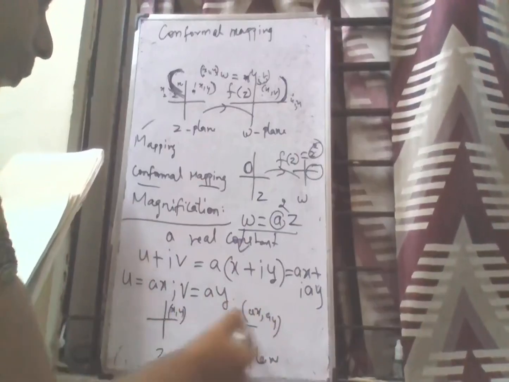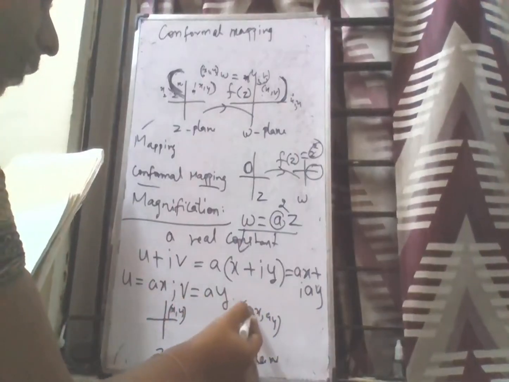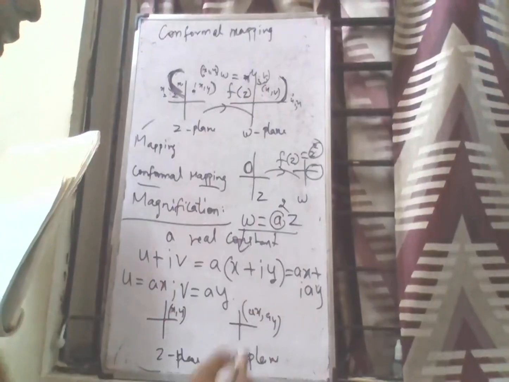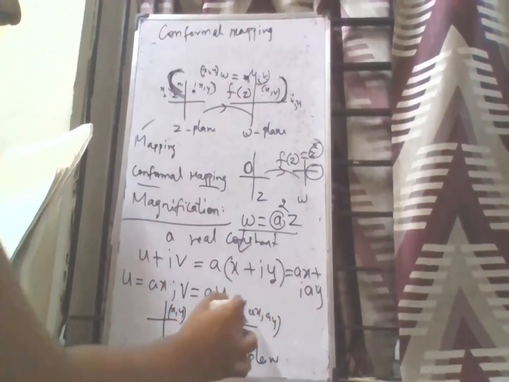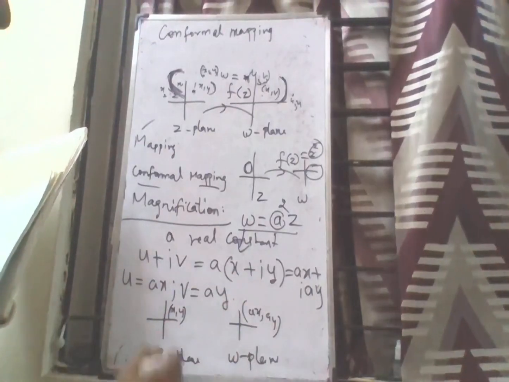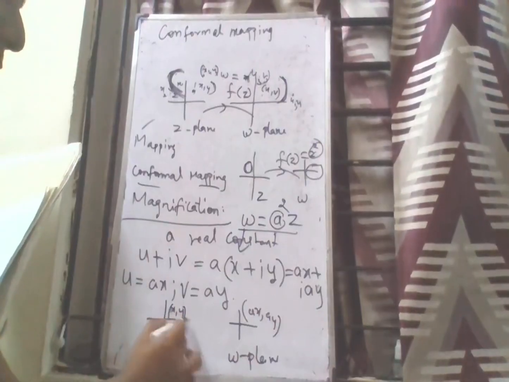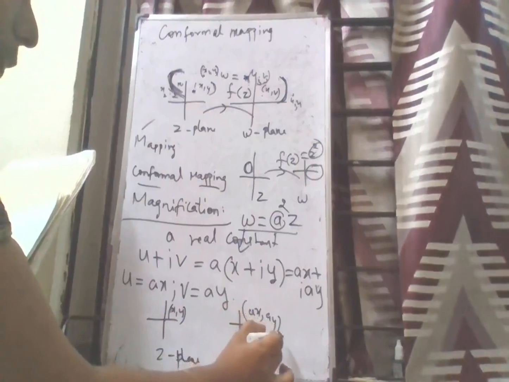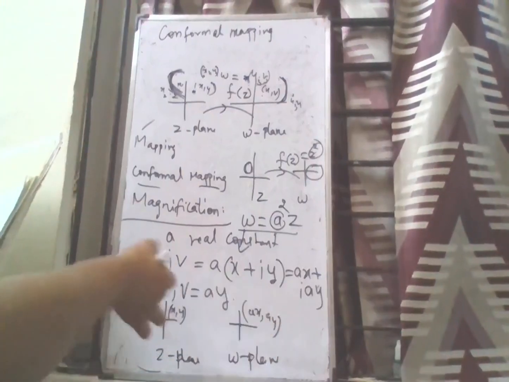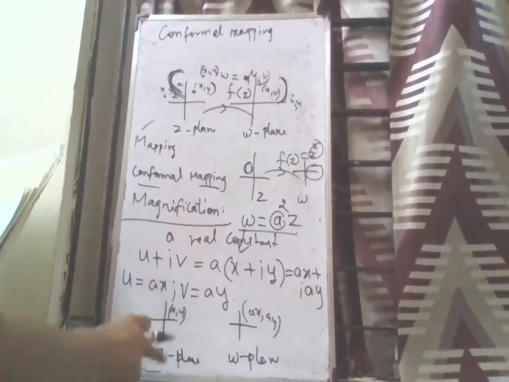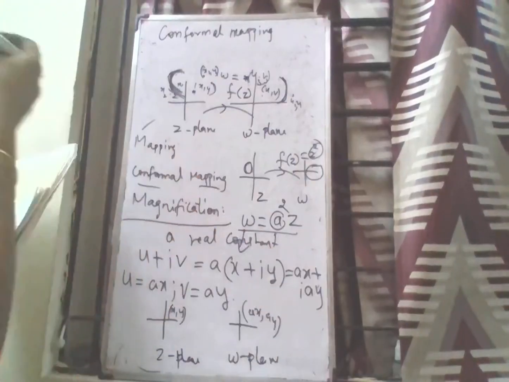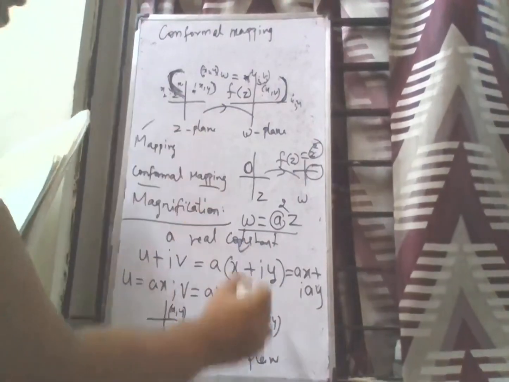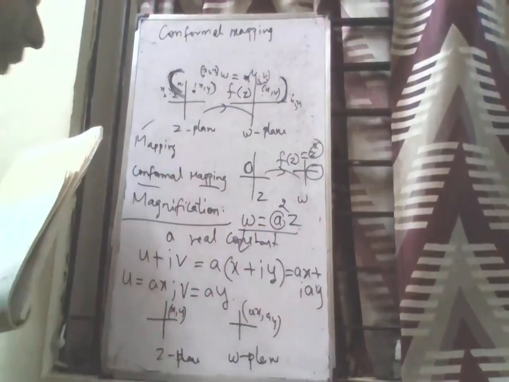Now you can plot the points. Suppose a is equal to 2. If you take 2x comma 2y, say for example x comma y you are taking as 1 comma 1, the image will be 2 comma 2. If x comma y is 2 comma 2, here the value will be 4 comma 4. So for each and every point we are getting the corresponding image. When do we say this is magnification? Whenever you apply this transformation a times z.